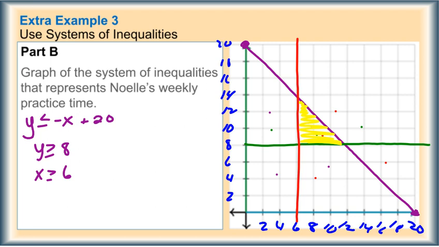Now the question, there's actually no other question that we would have for that because part B was just to graph it. So anything that lands in the yellow would be a solution to this system of inequalities. That is our lesson on solving systems of inequalities.